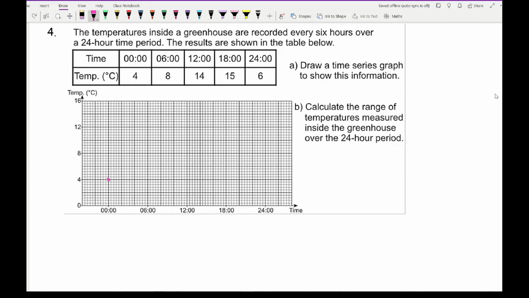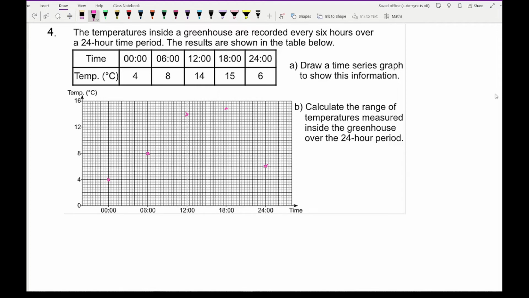Then at 6 o'clock, it's at 8. At 12, it's at 14. At 6 o'clock, it's at 15. And at midnight it is at 6, which is there.